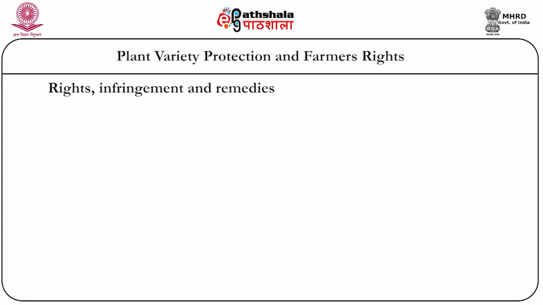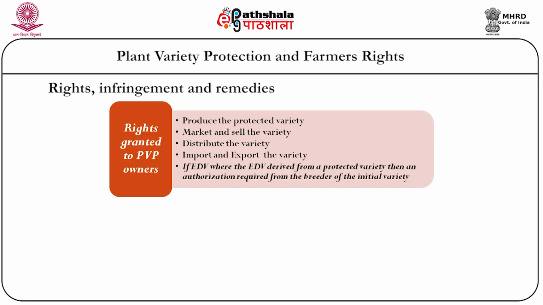There are certain rights, there are questions relating to how to determine infringement, and there are remedies available under the Act. The rights granted under the Act are the exclusive rights to produce the protected variety, the exclusive right to market and sell the variety, the exclusive right to distribute the variety, and the exclusive right to import and export the variety. Now, in case of essentially derived varieties, where the variety is essentially derived from a protected variety, authorization is required from the breeder of the initial variety. So the right is subject to the authorization from the breeder of the initial variety.